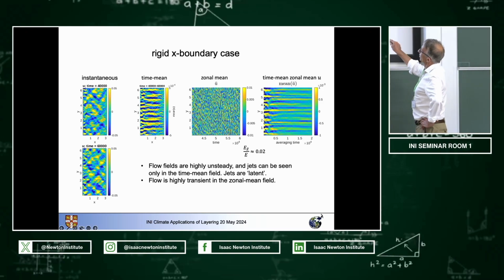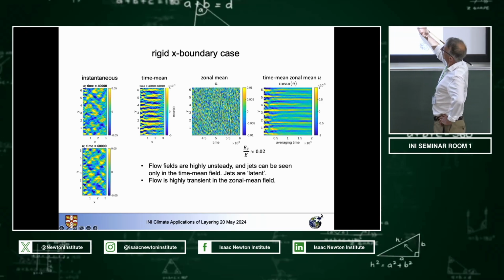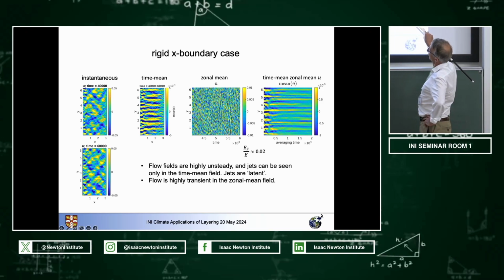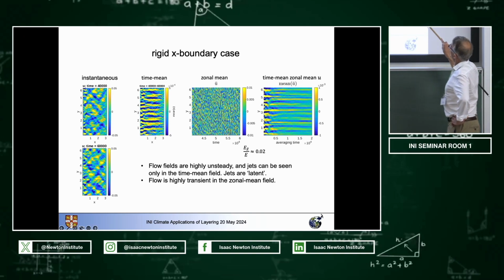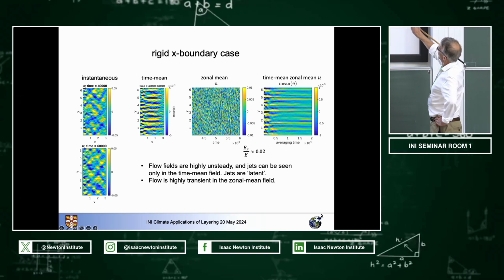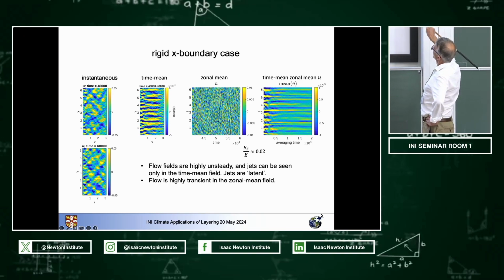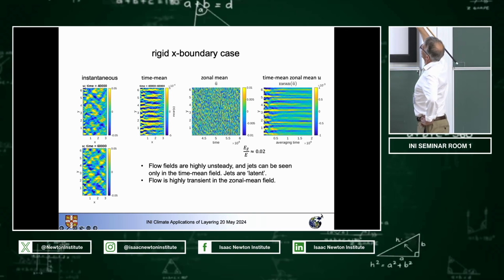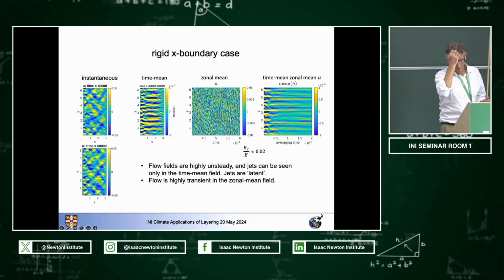This incidentally is the zonal mean flow as a function of time here. Difficult to see anything there. And this is the zonal mean flow averaged over different time scales. So you can see that out here you're seeing the time mean jets, but they're significantly reduced in amplitude relative to the instantaneous flow.